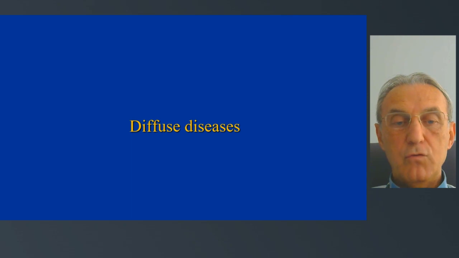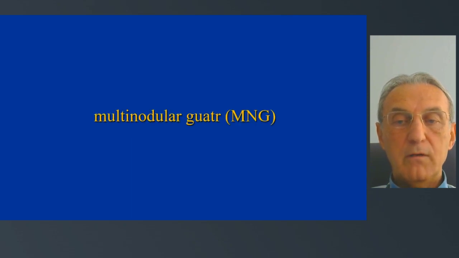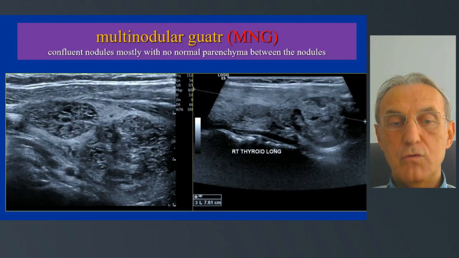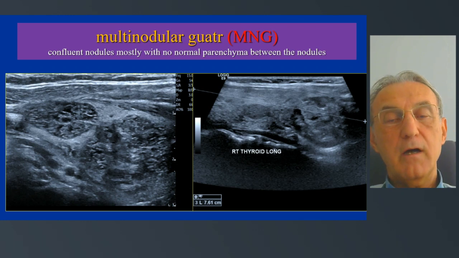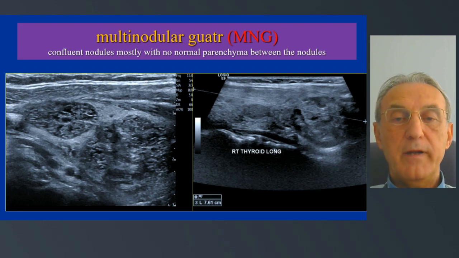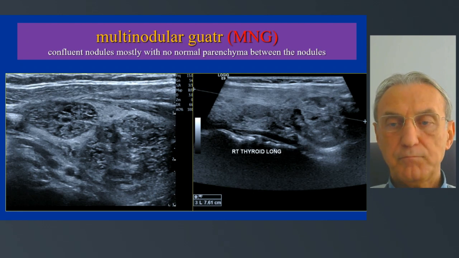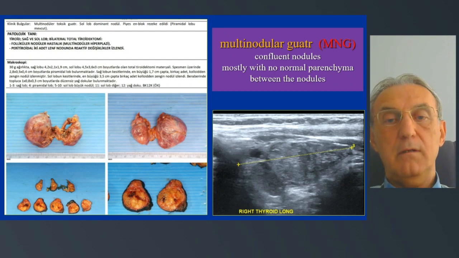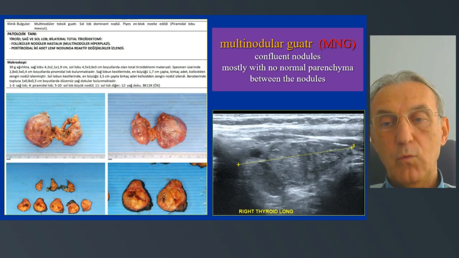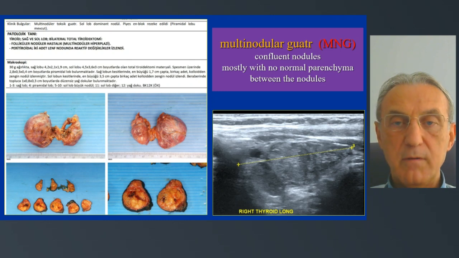Let's talk about diffuse diseases of the thyroid. Multinodular goiter is probably the most common diffuse thyroid disease. By ultrasound, we can see confluent nodules, mostly with no normal parenchyma between the nodules. Sometimes there is normal parenchyma between the nodules. So if for some reason the thyroid gland is taken out, we can see the nodules, as you see here in the pathology specimen.